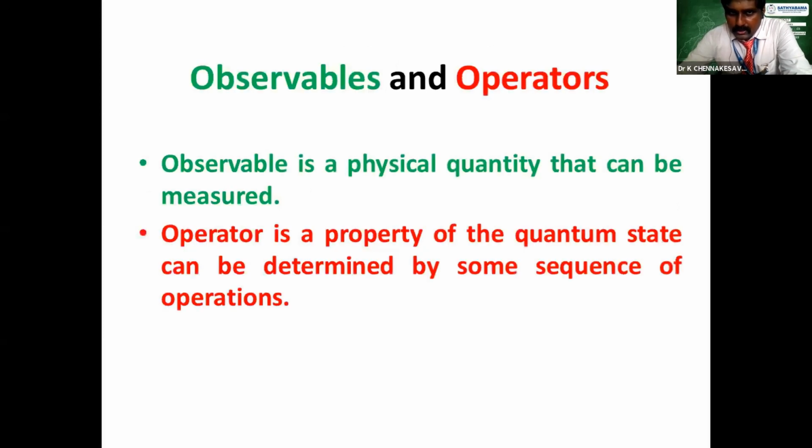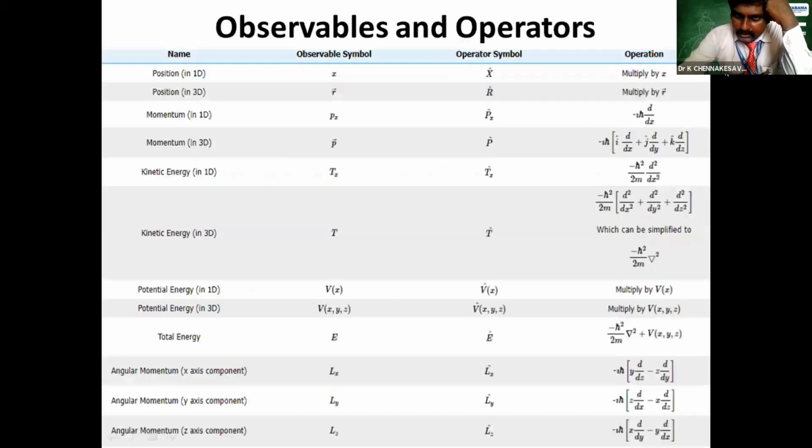Now let us see a few more new words: observables and operators. An observable is nothing but a physical quantity, we can measure it. But operator, in quantum state, just we are using the word operator. An operator can be determined by using some operations. So we are having certain operators and operations. Let us see this. These are observables and operators.